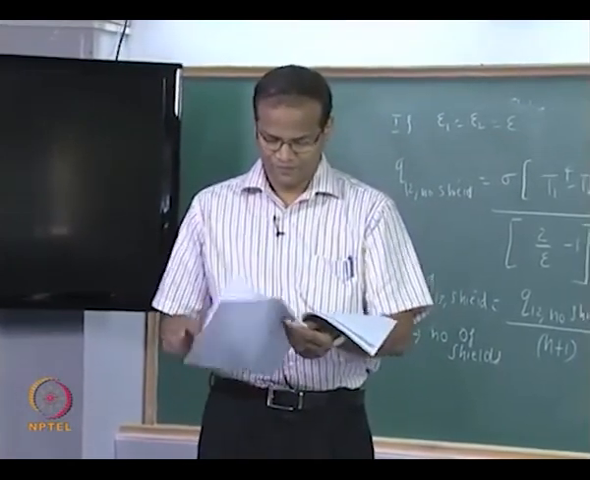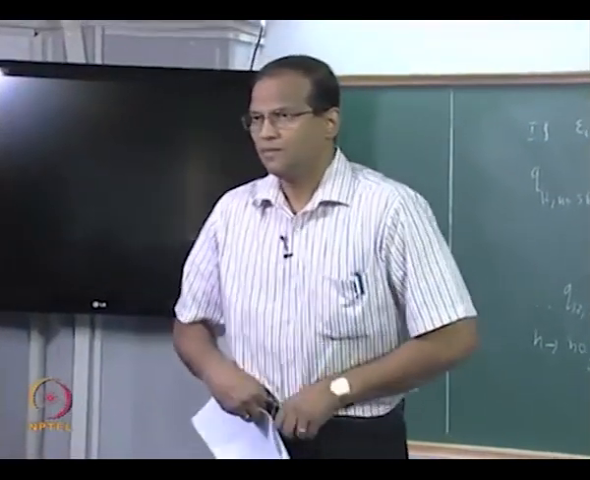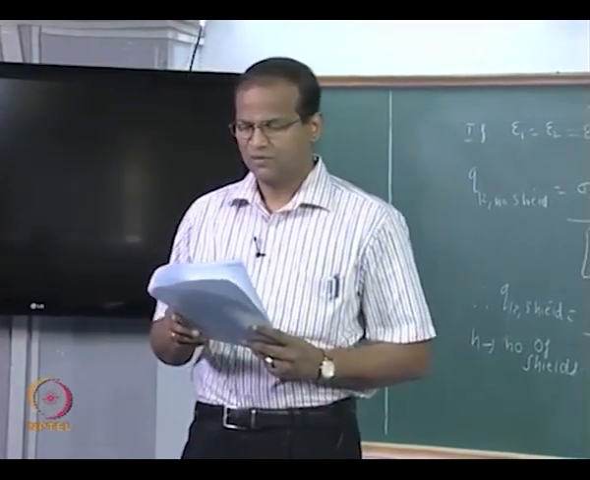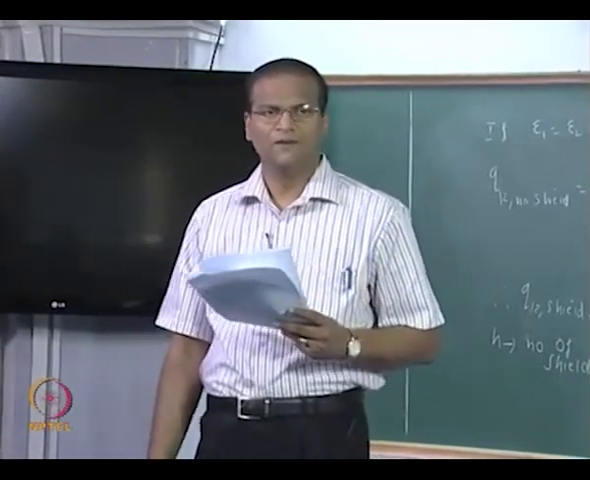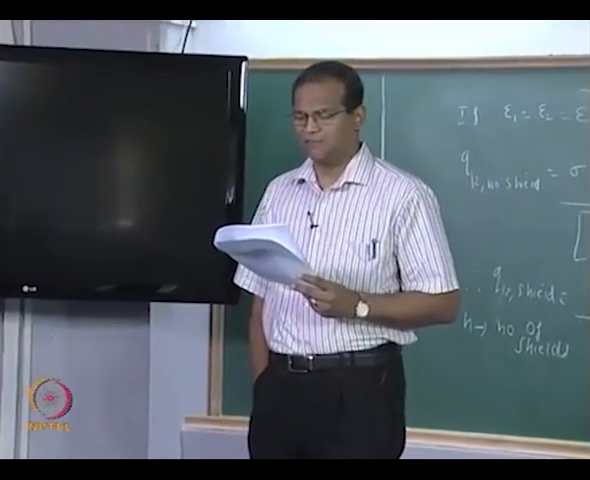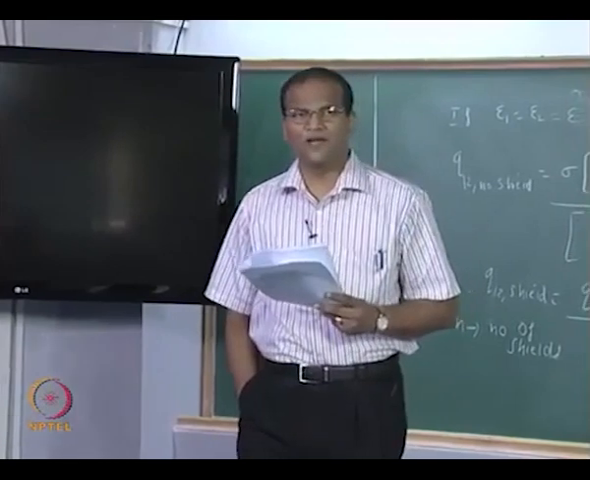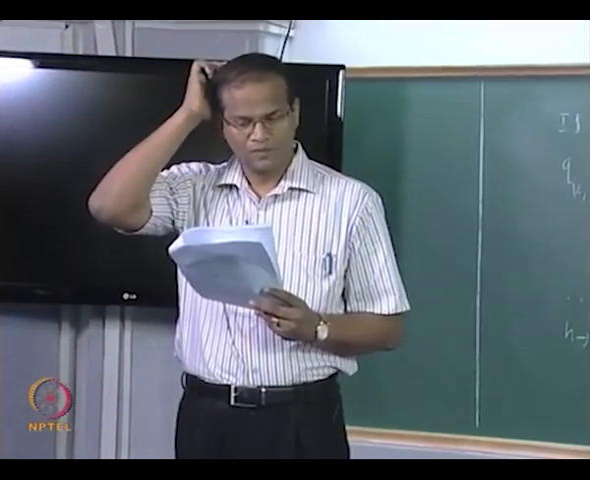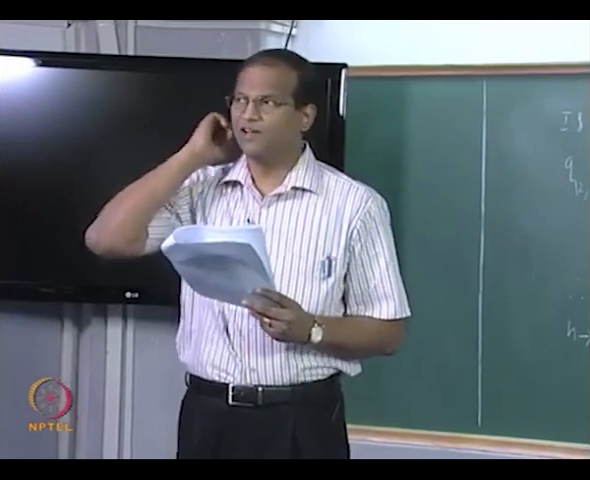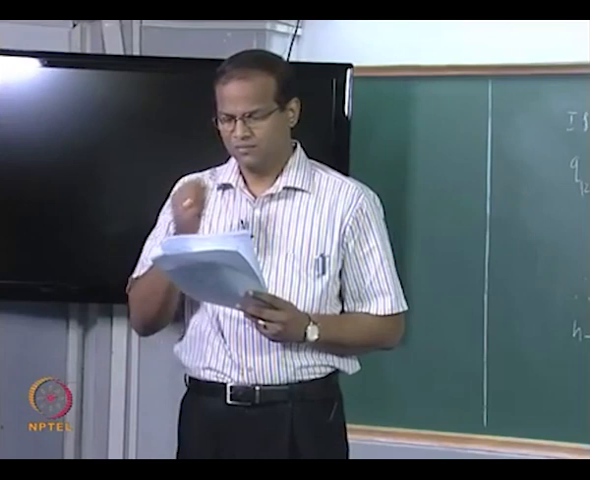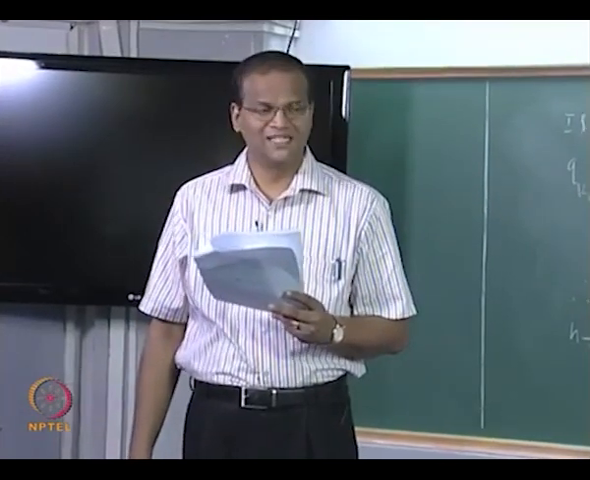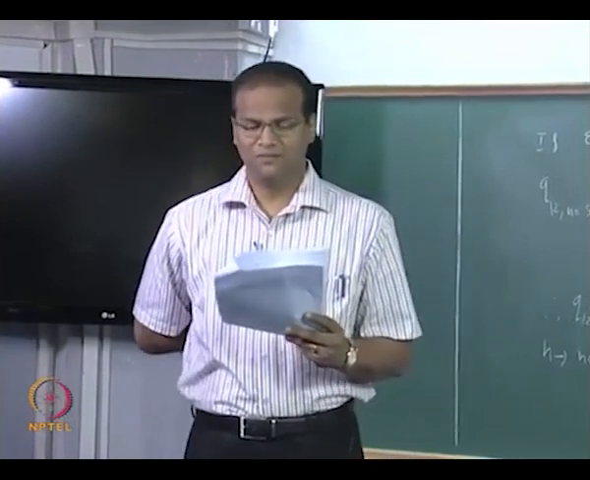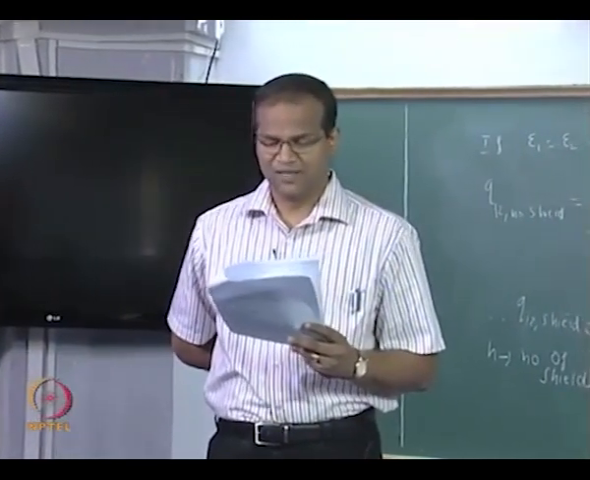Problem number 32, very good. Determine the steady state temperatures of two radiation shields placed in the evacuated space between two infinite plates at temperatures of 600 and 300 Kelvin respectively.